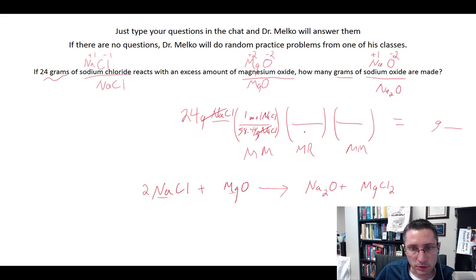All right, so now I'm working in moles of NaCl. And I know this next step is going to be a molar ratio that relates that given NaCl to moles of the desired product, sodium oxide, Na2O. Okay, consulting the coefficients in the balanced reaction, there's 2 moles of NaCl for every 1 mole of Na2O. And then lastly, I need the molar mass here of Na2O. And that should be 61.98.